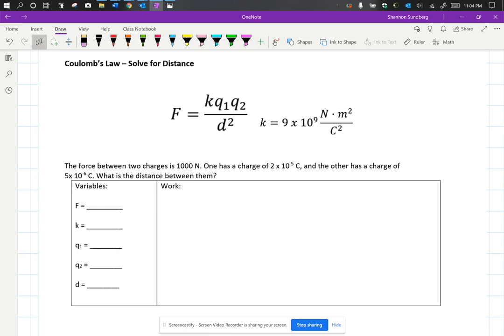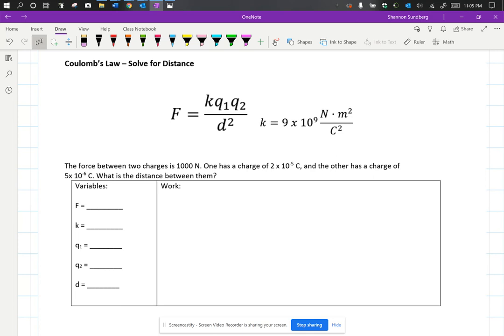We are going to use Coulomb's law to solve for distance. Before we get started, let's take a look at this equation just to remind ourselves what each of the variables stand for. So again, F stands for force. The K is that constant K value that you're always going to be given. You're never going to have to memorize it. It's right there over to the right. Q1 represents the first charge. Q2 represents the second charge. And the denominator is distance. Be reminded that distance is squared, and again, squaring something is not the same as multiplying it by 2.